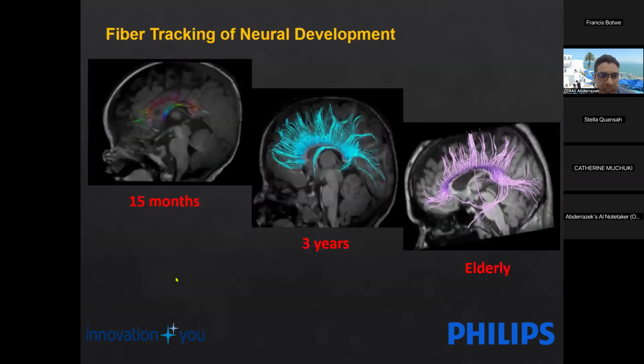And the fiber tracking of neurodevelopment that you can see here in this picture, you can find the different bundles that you found at 50 months by using the fiber tracking. Also, you can find them at 3 years. Here we can see the development of the fiber bundles inside our brain. And in the elderly, you can see here it's more visible in the tractography.